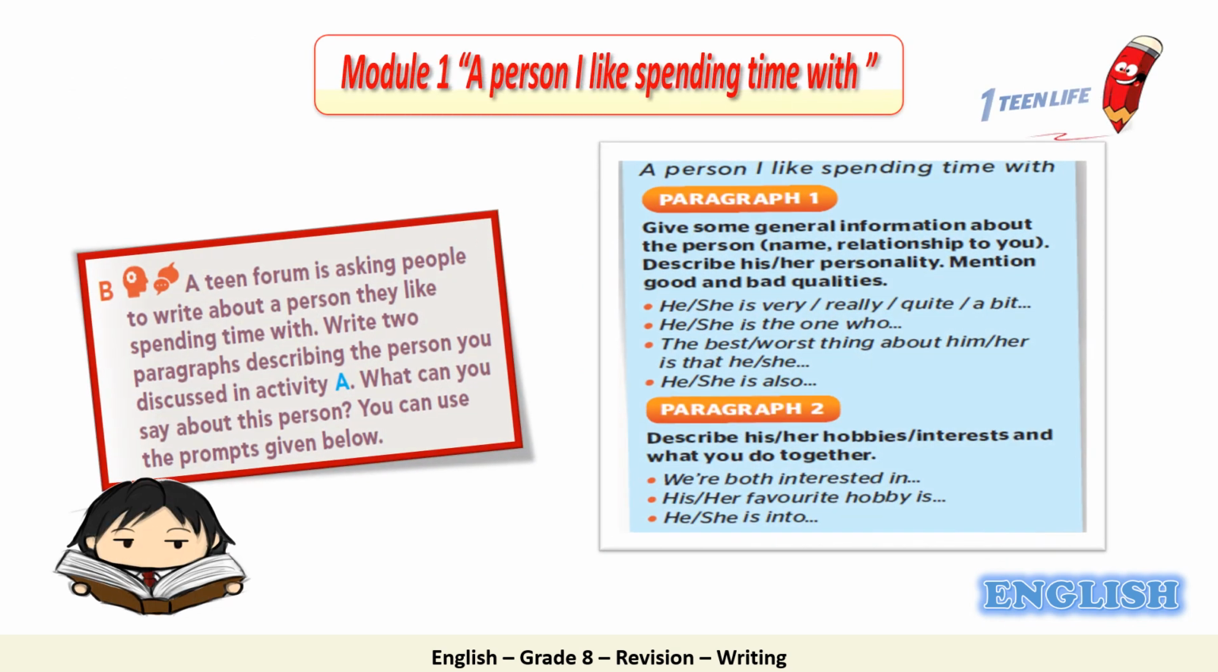Keep in mind that when you write a description of a person you like to spend time with, your piece of writing should be organized into two paragraphs. In paragraph number 1, give some general information about the person, name, and relationship to you. Describe his or her personality, and mention good and bad qualities. You can use he or she is very, really, quite, a bit, and start describing the person. He or she is the one who. The best or worst thing about him or her is that he or she is also.